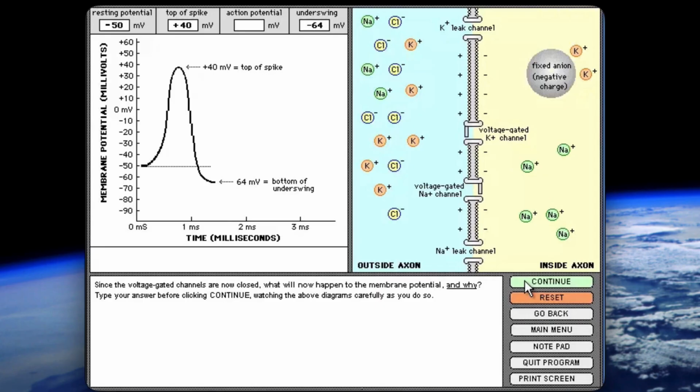Since the voltage-gated channels are now closed, what will now happen to the membrane potential and why? Record your answer before continuing, watching the video carefully as you do so.